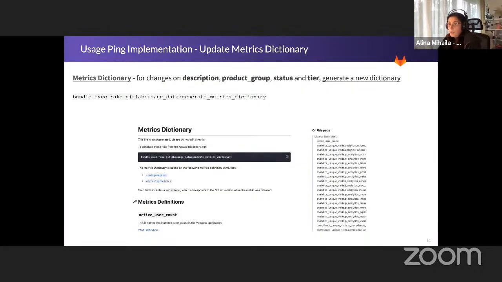From these files, we're generating the metrics dictionary. A while ago, we deprecated the event dictionary. The event dictionary spreadsheet was starting to be hard to maintain and work with, and we considered that it's better to have the documentation in our code base. Now that everything is moved into our code base, from these YAML files we can generate a dictionary. The dictionary is a simple markdown file, which is generated using a rake task based on the definitions that we have in the YAML files.